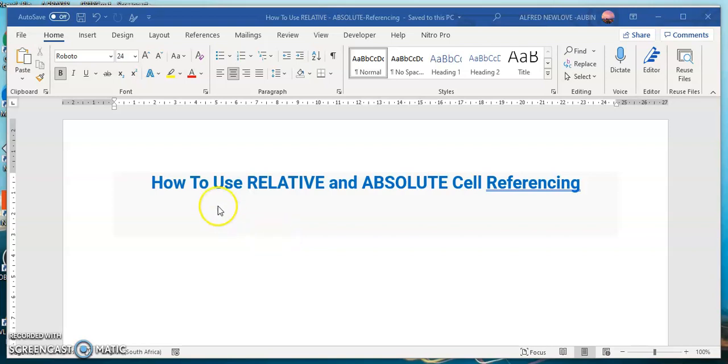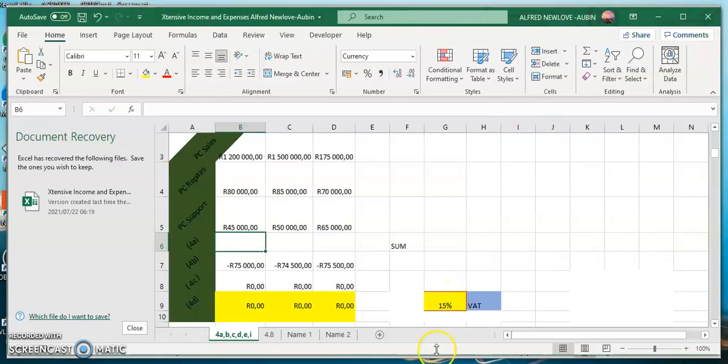We are going to look at how to use relative and absolute cell referencing. First, let's move on to our Excel sheet. Okay, assuming I want to add all these values.